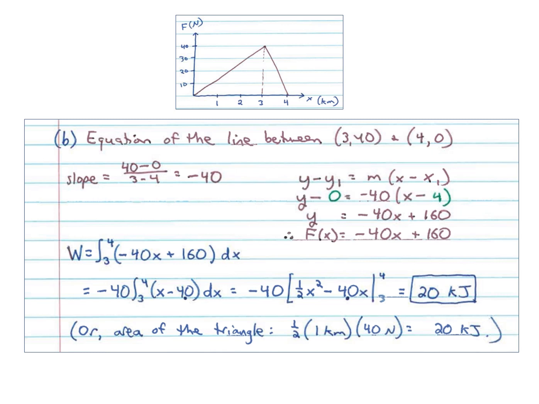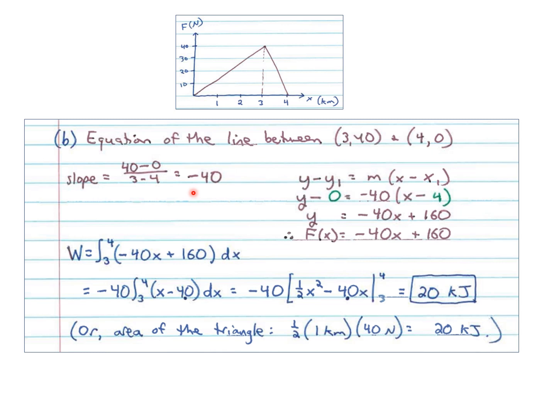For part B, we're looking at this second part right here. And we could do the area of the triangle. That might be easier than doing the integration. But let's do the integration. We need the equation of the line between points 3, 40 and 4, 0. For the slope, we do rise over run. So 40 minus 0 over 3 minus 4, it's a slope of negative 40. Then we need to find what the y-intercept is.